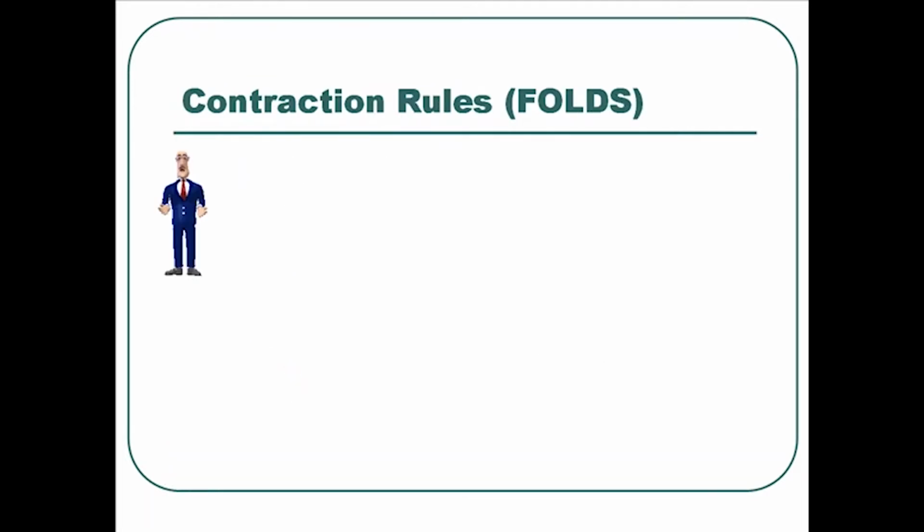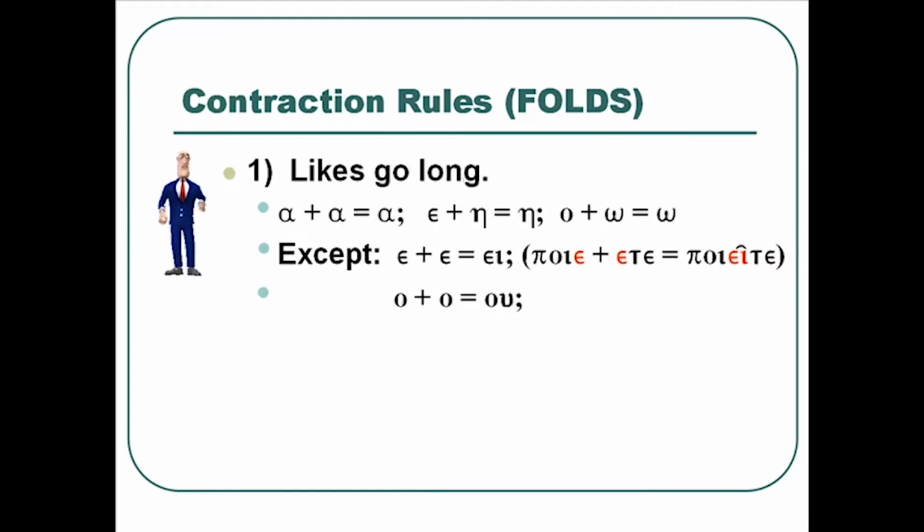Here are a set of 5 rules that'll guide us in the contractions. And there's an acrostic, FOLDS, F-O-L-D-S, that can remind you of these 5 rules. The first rule is that likes go long. So, for example, alpha plus an alpha, when they collide, it becomes a long alpha. When epsilon and eta collide, they become an eta. And when omicron and omega collide, they become an omega.